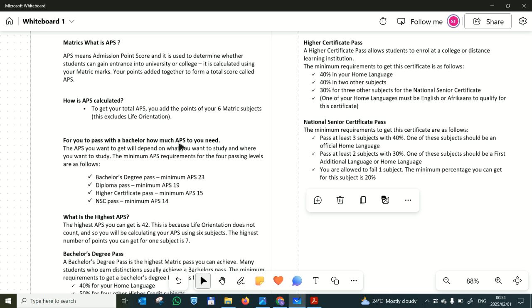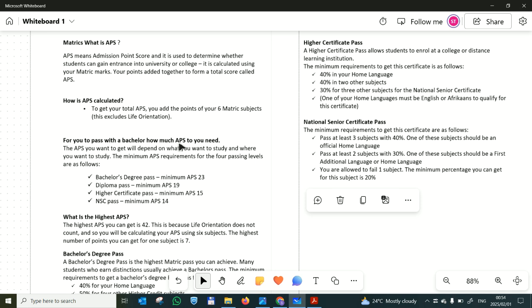To get your total APS, you add the points of your 6 matric subjects. This excludes life orientation. So for you to pass with a bachelor, the question is, how much do you need? For a bachelor pass, you need a minimum APS of 23. A diploma pass, you need a minimum APS of 19. Higher certificate pass, minimum APS of 15. And NSC pass, minimum APS of 14.